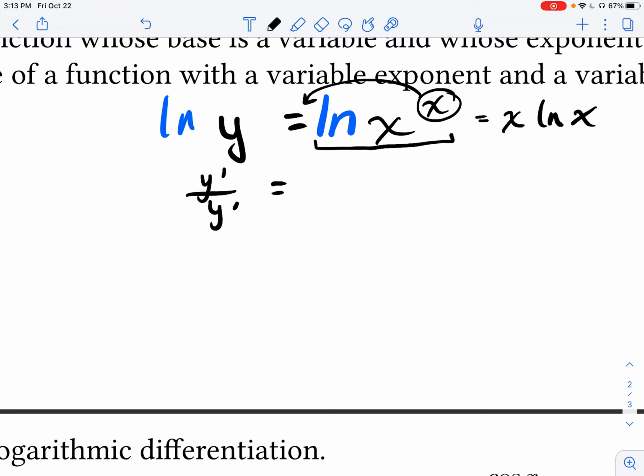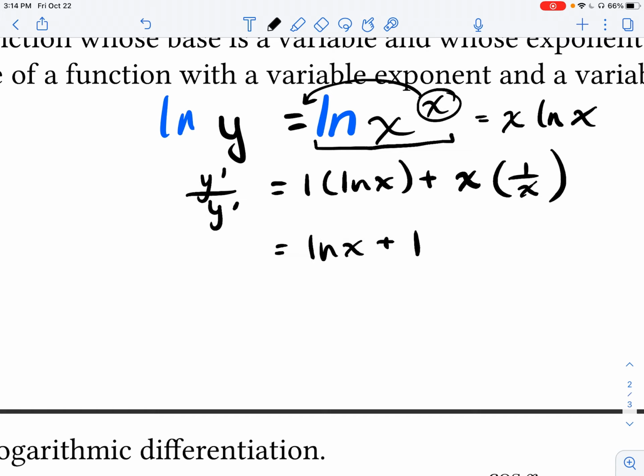So if I differentiate x times the natural log of x, I can now use the product rule. I can then say the derivative of x is 1 times natural log of x plus x times the derivative of the natural log of x, which is 1 over x. And this cleans up pretty nicely to just the natural log of x plus 1. Okay, so I just differentiated both sides.